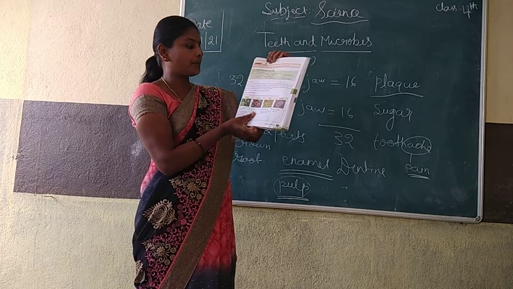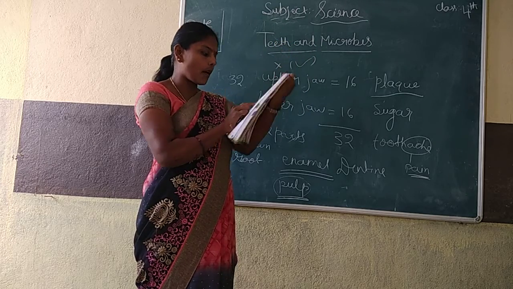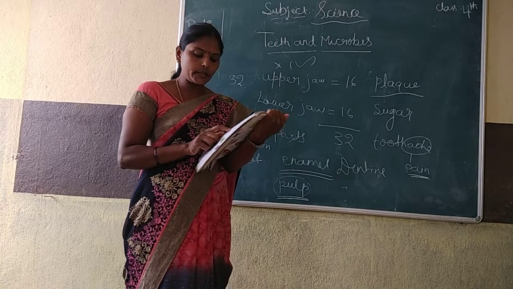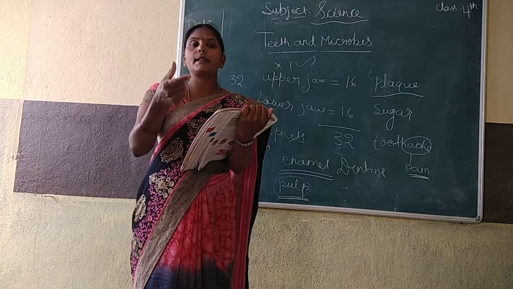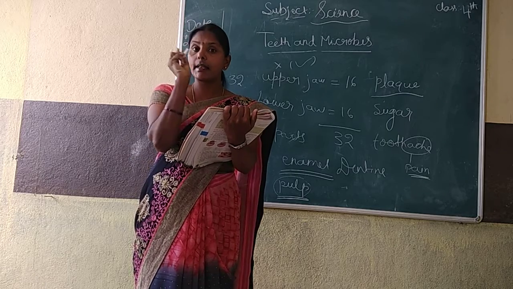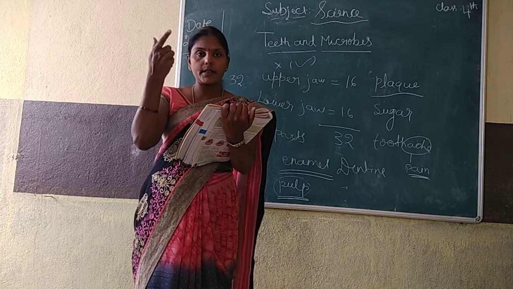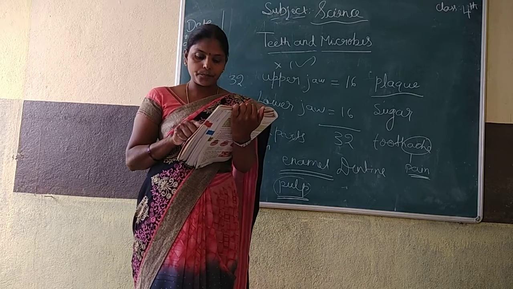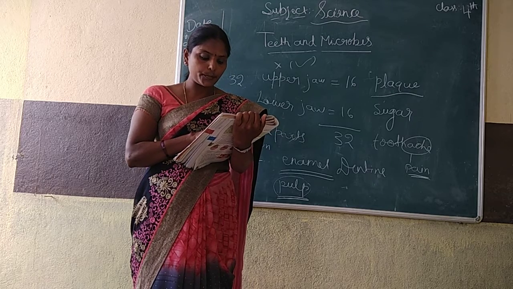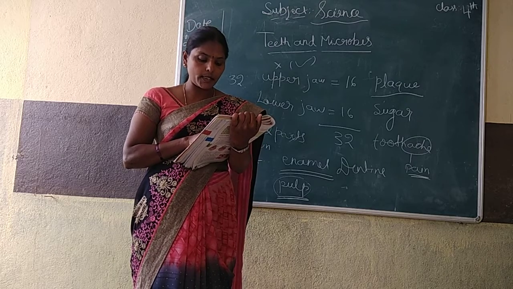Understood? Okay. Next, microbes. Microbes are very small living organisms. They cannot be seen with naked eyes. Means we cannot see them like this. Naked eyes means seen directly with the eyes. They can be seen only through a microscope.